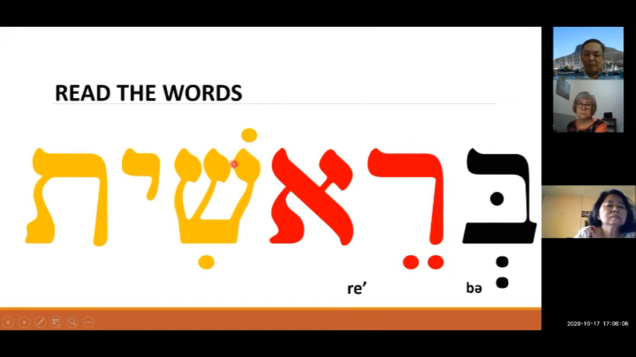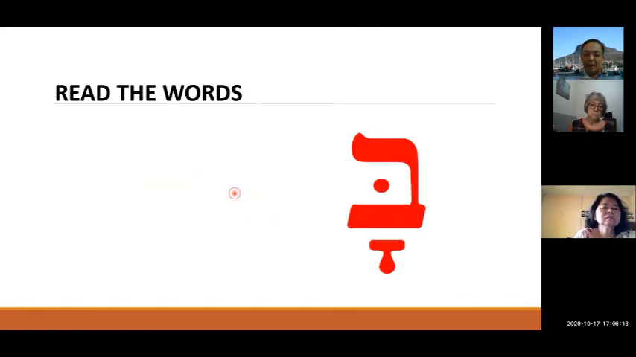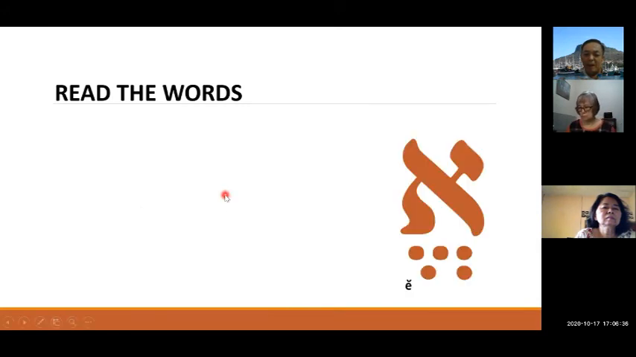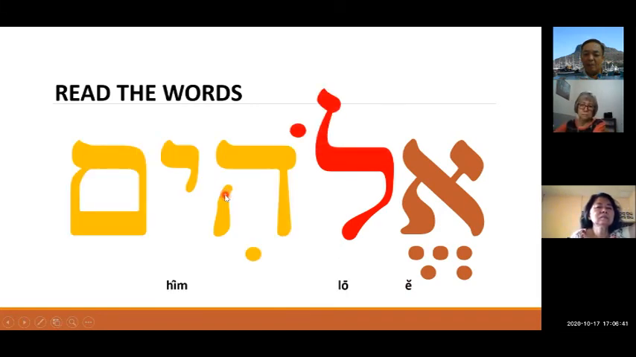If you look at the word here, this is Bereshit, which means beginning. This is ba, this is ra, bara. Remember the aleph is represented by this apostrophe here. Bara, and then you have Elohim. Bara Elohim.